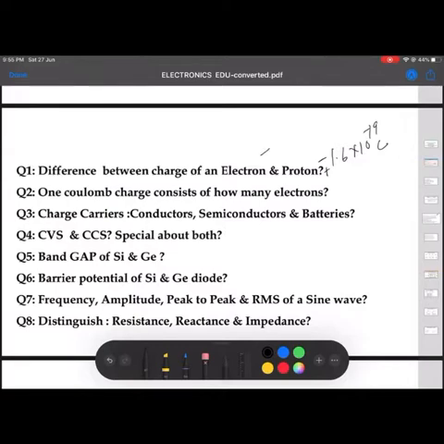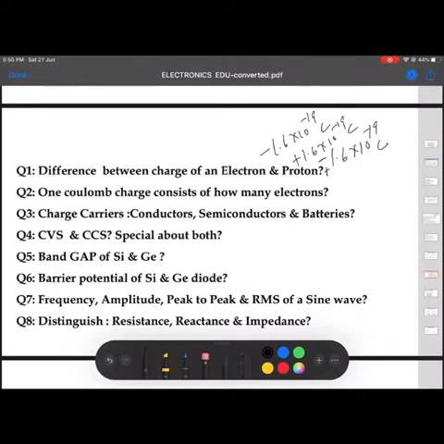That means minus 1.6 into 10 raised to minus 19 coulomb is the charge of an electron, and plus 1.6 into 10 raised to minus 19 coulomb is the charge of a proton. Simple. They are equal in magnitude but opposite in sign. How many electrons make up 1 coulomb of charge?